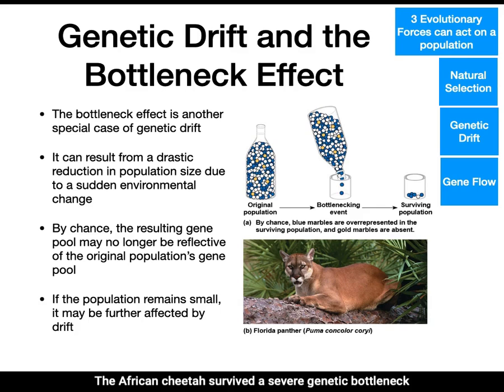The African cheetah survived a severe genetic bottleneck approximately 12,000 years ago. Though the number of cheetahs has recovered, the result of this bottleneck is that the entire species has less genetic diversity than a pair of non-identical twins in humans. The resulting gene pool is much less diverse than the original population's gene pool. If a population remains small, it may be further affected by genetic drift.